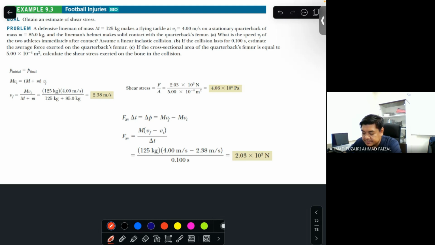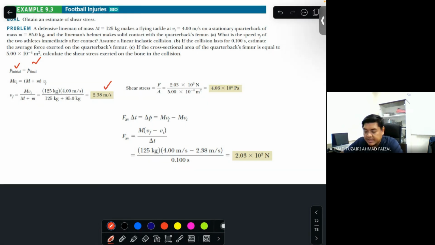So it's actually, I'll give you some approach in terms of dealing with the problems. For instance, at the first part of this problem, we need to apply momentum: momentum initial equals momentum final, m v1 equals (m plus M) vf, when the helmet collides with the femur of the quarterback. So we can have a final velocity of 2.38 meters per second.